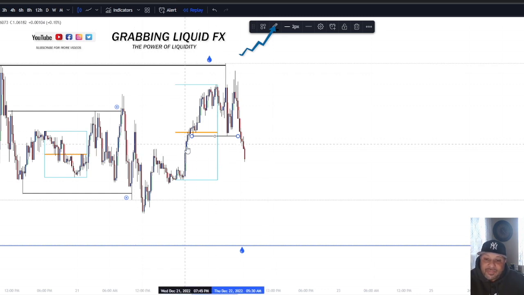Price is coming down, filling the imbalance that was created during the Asian session. So you have this. In my early days, I may have woken up and seen this and chased this price.